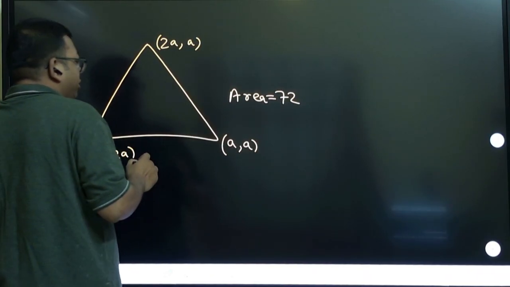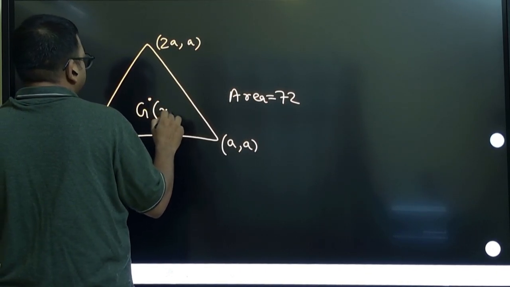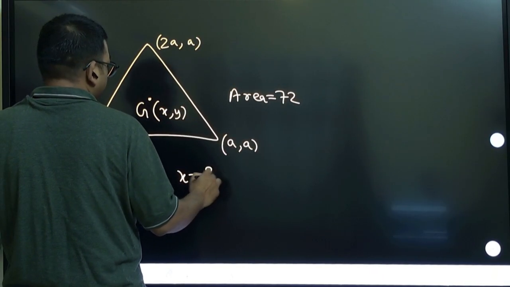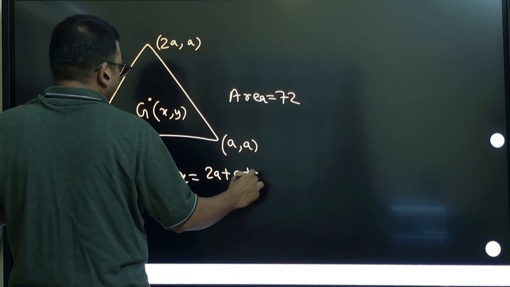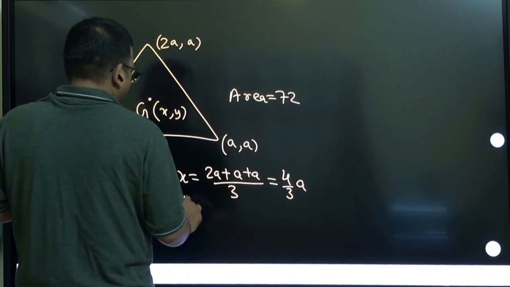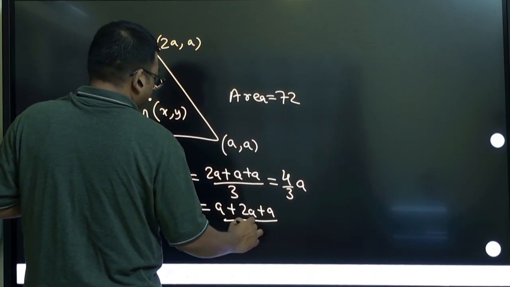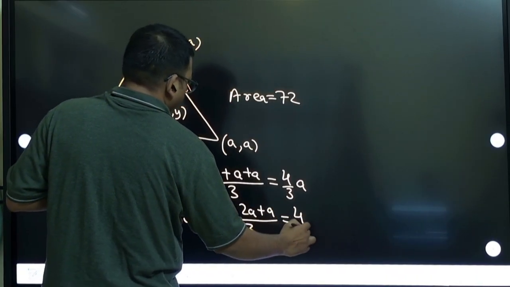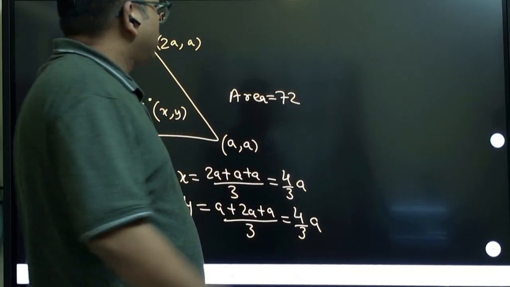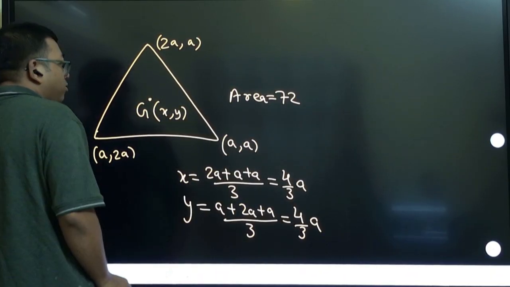Then what is the centroid? They are asking for the coordinates of the centroid. Let us say the centroid is (x, y). That means x will be the sum divided by 3, so 2a plus a plus a divided by 3, which is 4 by 3 a. The y coordinate will be a plus 2a plus a by 3, which is also 4 by 3 a. So if I calculate a, I can calculate the centroid. How to calculate it? Because they have given this area, we can try the area formula.